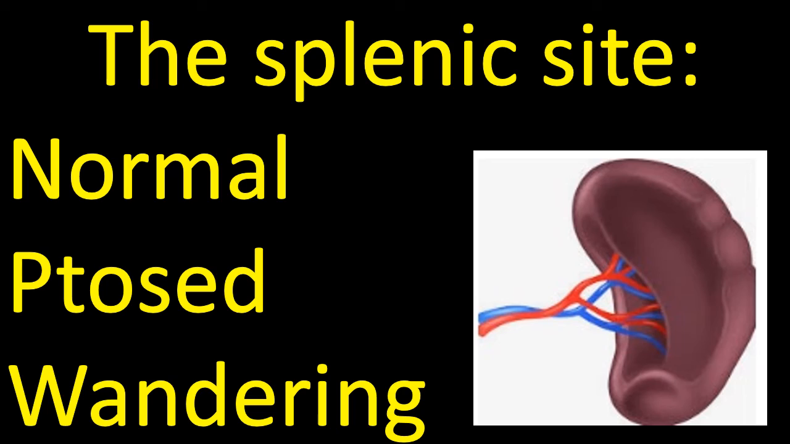But wandering spleen is a congenital anomaly in which the splenic pedicle is too long, so that the spleen wanders in the abdominal cavity, with free mobility in the abdominal cavity. This is the wandering spleen.